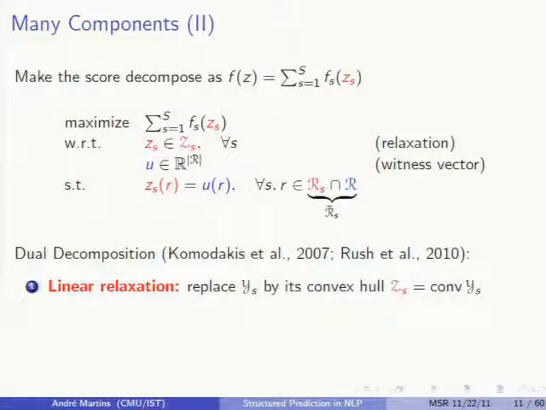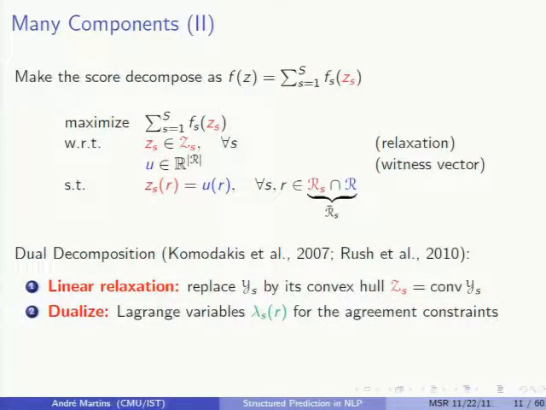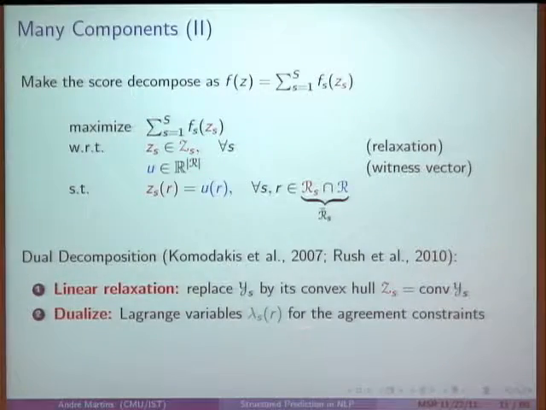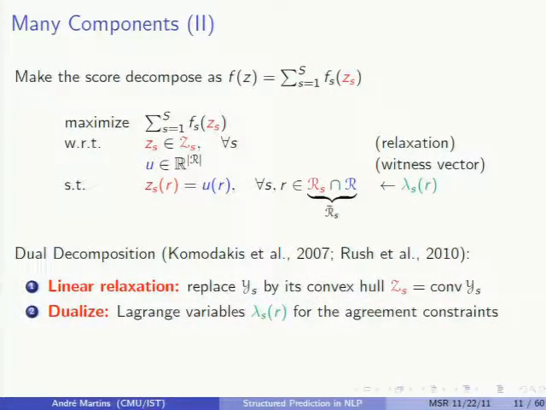In this problem and in many other problems, the relaxation gap is not going to be too large. And so you can still do something useful by solving this relaxation. So essentially, we have replaced Y of X by the convex hull. The next thing to do is to dualize this problem by introducing Lagrange variables, lambda sub s of r, for these constraints. So we are going to dualize this out. And then we are going to solve the dual by using the projected subgradient method.